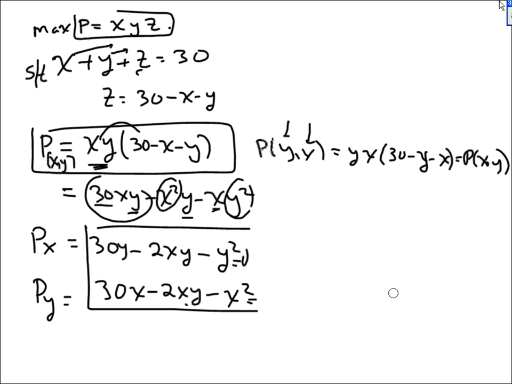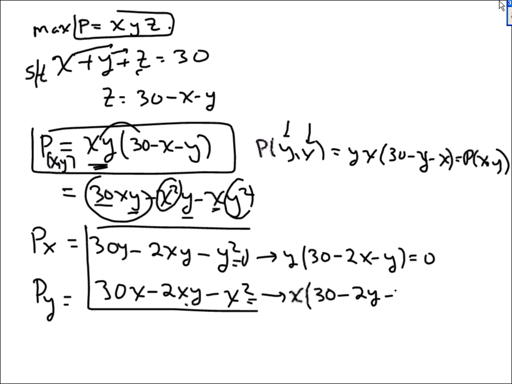How about from this first equation, p sub x, we factor out y. We get 30 minus 2x minus y is 0. And in the second equation, we factor out x. We get 30 minus 2y minus x is 0.